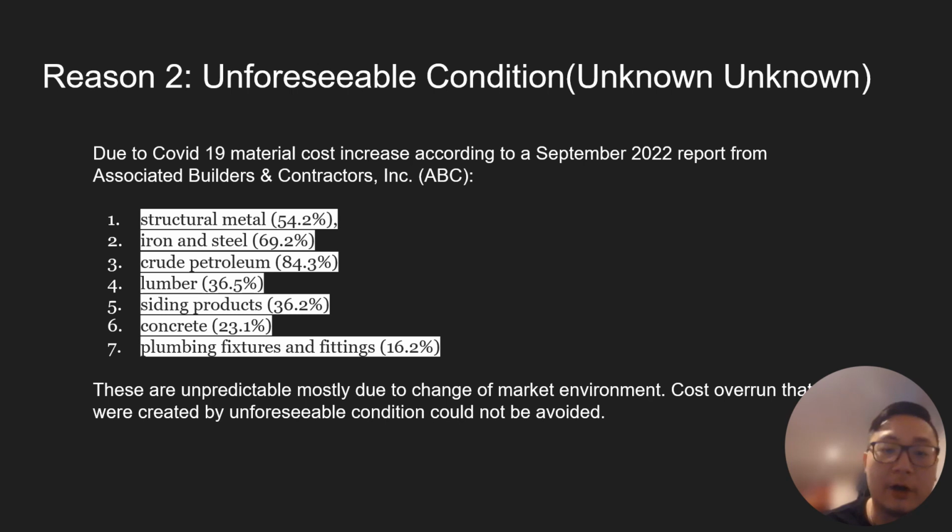Reason two is obviously unforeseeable conditions, or I call it the unknown unknown. Let me give you guys an example. Due to COVID-19, material costs increased according to a report from the Associated Builders and Contractors: structural metal 54%, iron and steel 69%, crude petroleum 84%, lumber 36%, siding 36%, concrete 23%, plumbing fixtures and fittings 16%.